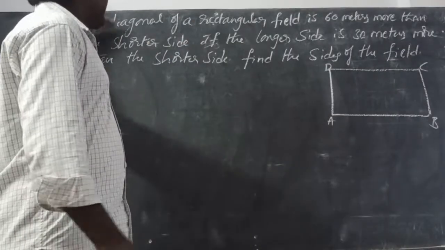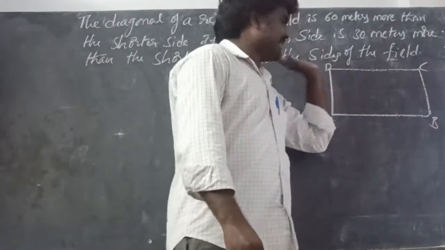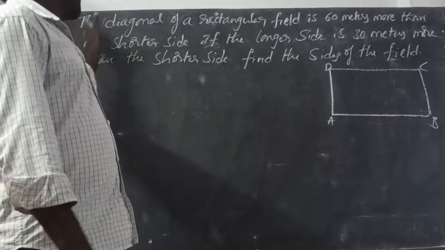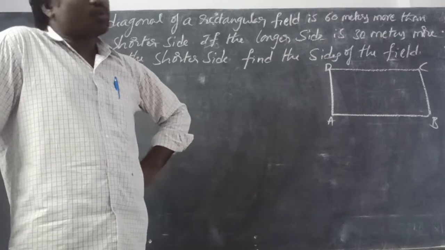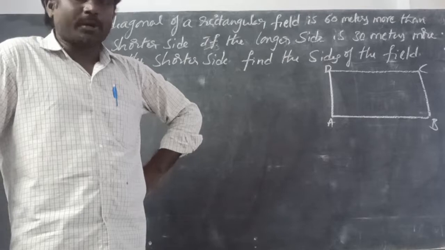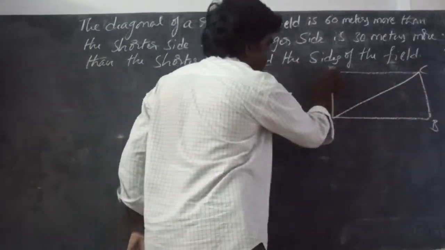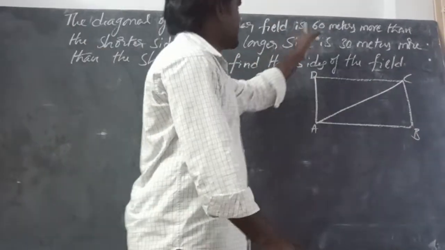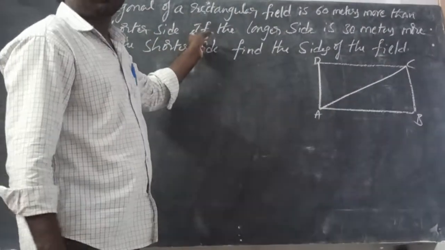Next one. The diagonal of a rectangular field. Let us take A, B, C, D. It is a rectangular field. What is given there? The diagonal. Diagonal means what? A line which is joining the opposite vertices of a closed curve. So this is the diagonal, and it is one diagonal. The diagonal of a rectangular field is 60 meters more than the shorter side.